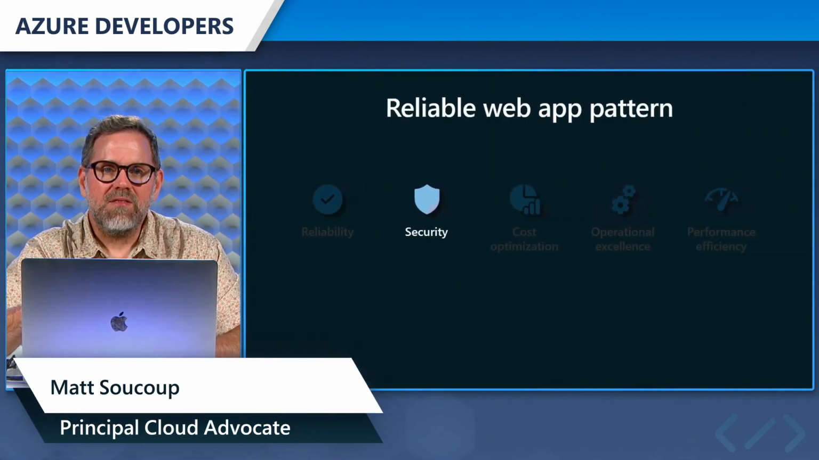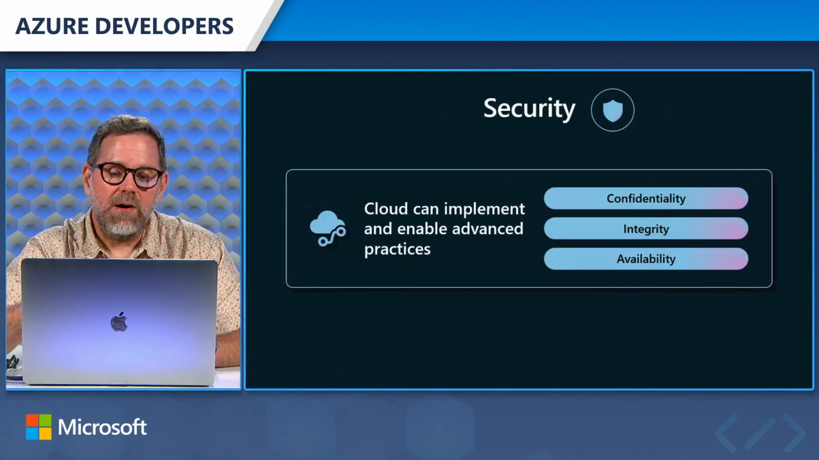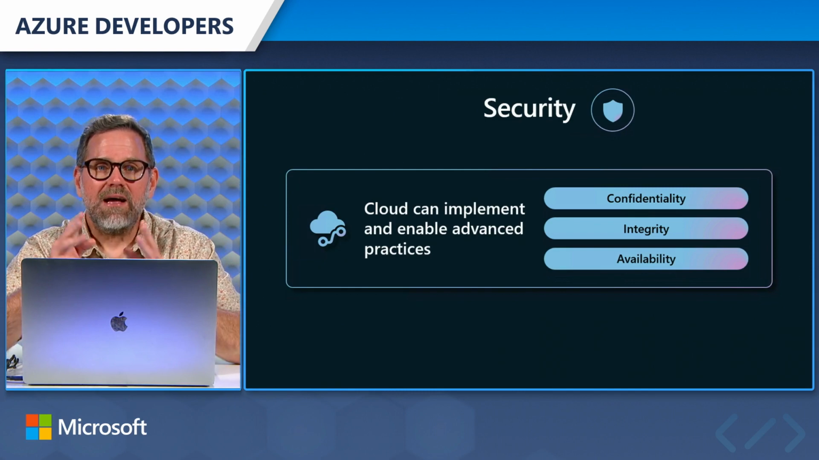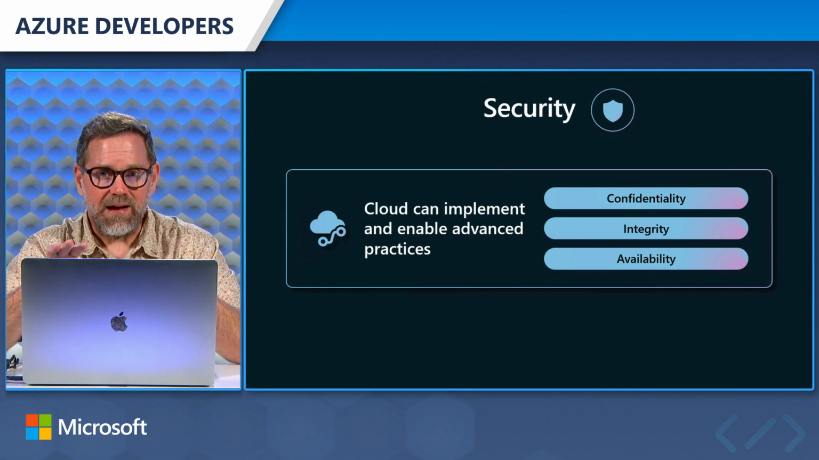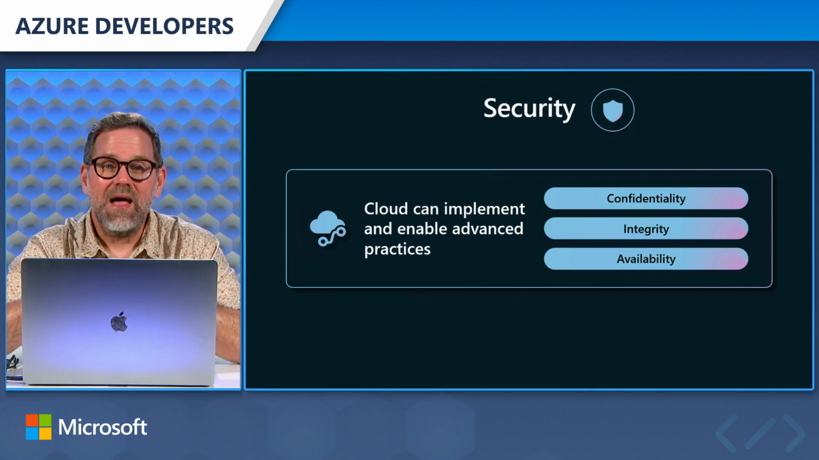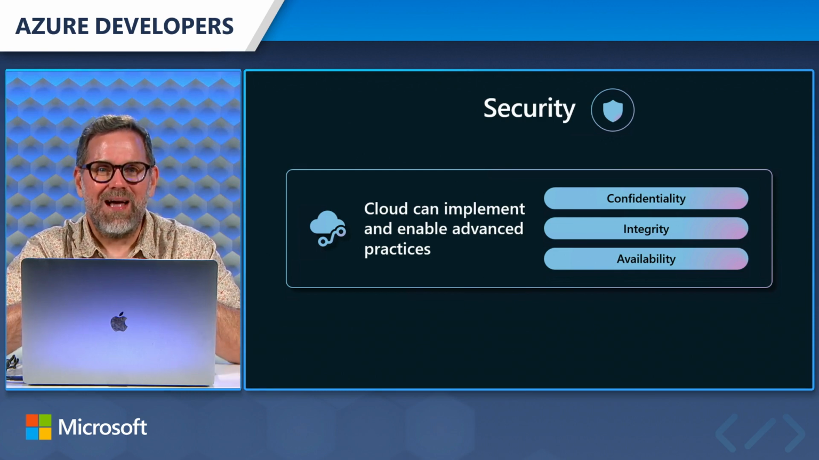And in this video, we're going to be talking about the security pillar of the Reliable Web App Pattern. So what am I talking about when I'm talking about security? Well, really, it comes down to three big things. One, confidentiality. Making sure that your data stays confidential within your application. You don't want to have any data leaks. You don't want to end up on the front page of anything, right? You don't want to have any bad news happening about your application.